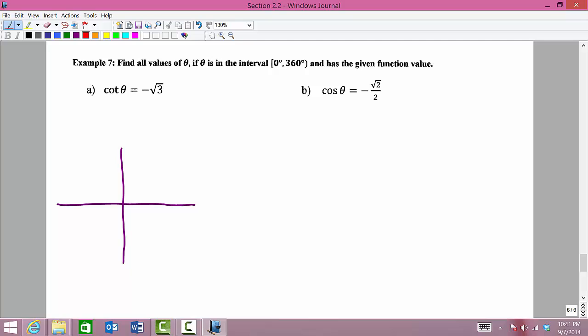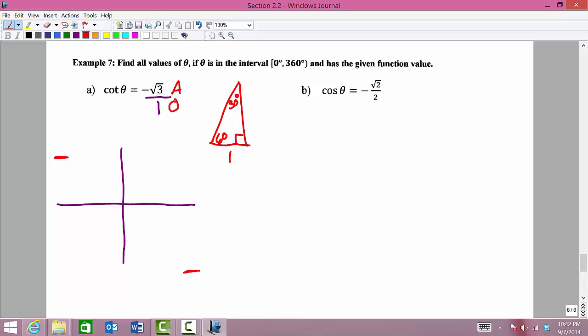So first, where's cotangent negative? Cotangent is negative in quadrant 2 and in quadrant 4. So the negative tells me what quadrants my angles will come from. The next thing I want to do is figure out what angles actually have a numeric value for cotangent of square root of 3. Now, if we think about our cotangent value as a fraction, let's put that over 1, and the definition for cotangent is adjacent divided by opposite.